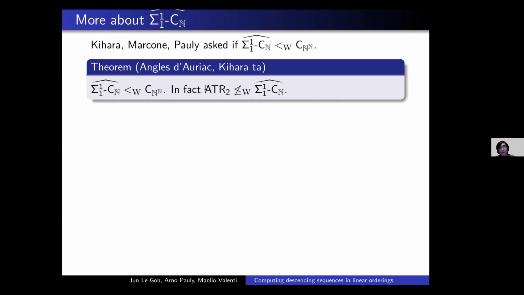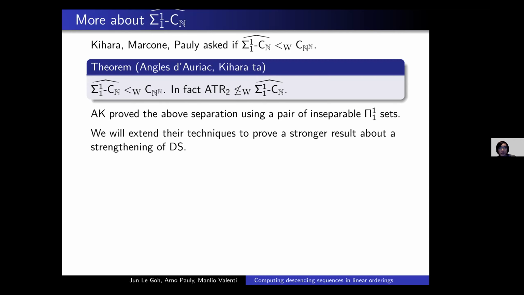They considered this other problem, ATR2, which reduces to choice on Baire space, and they show that it does not reduce to this parallelization. The way they showed this separation is using a pair of inseparable pi11 sets. So we will extend their techniques to prove a stronger result about the strengthening of DS. That's the plan for the next couple of slides.